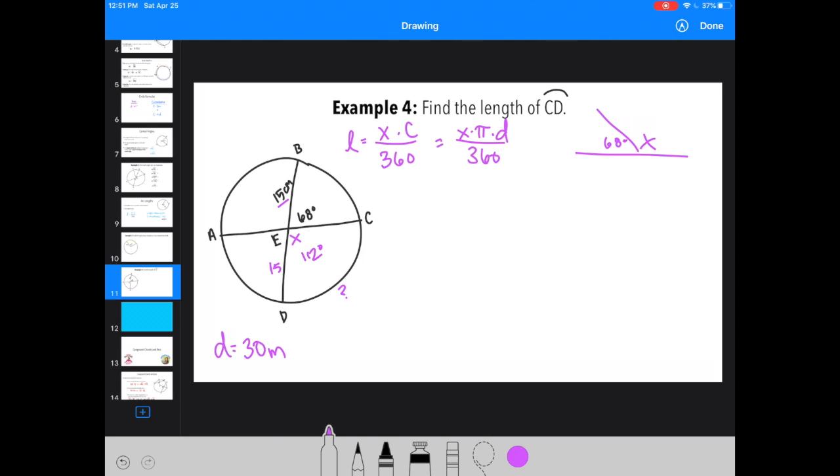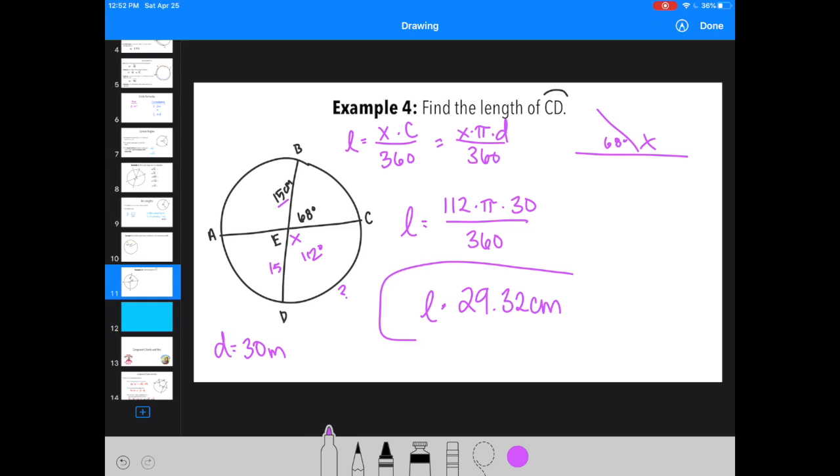Now that I have that arc measure, I can plug and chug. So L is equal to 112 times pi times 30 divided by 360. So 30 times pi, times 112, divided by 360 gives me a final arc length of 29.32 centimeters as my final answer.